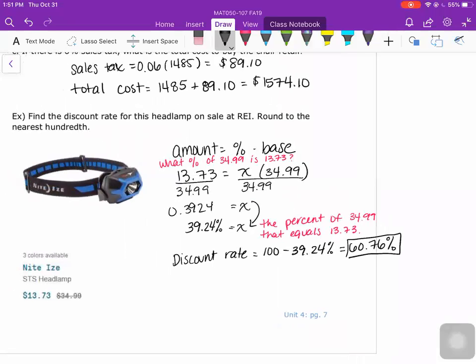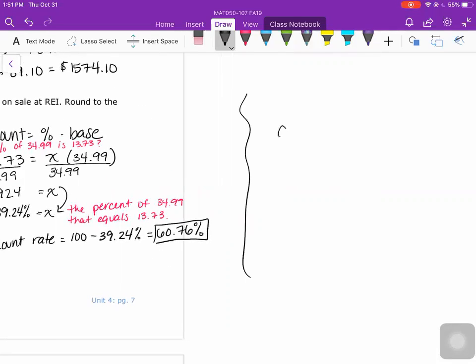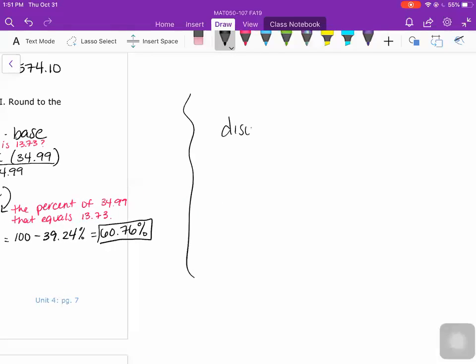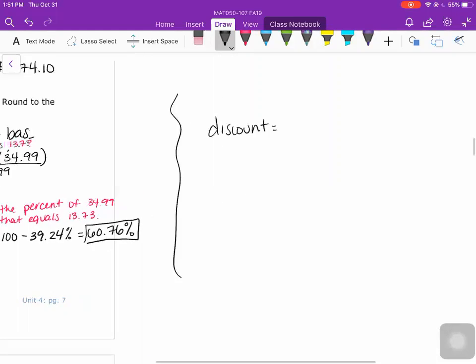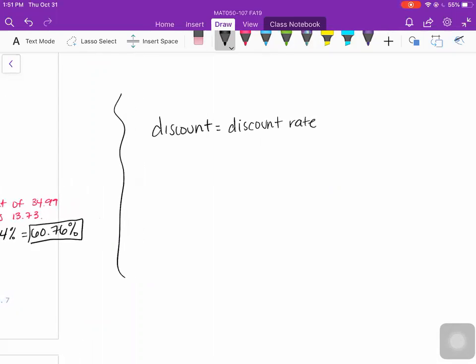We're trying to find the discount rate, right? Well, I have a formula for the discount, and the discount is equal to the discount rate times the original price. This is what we're trying to find. That's our X.